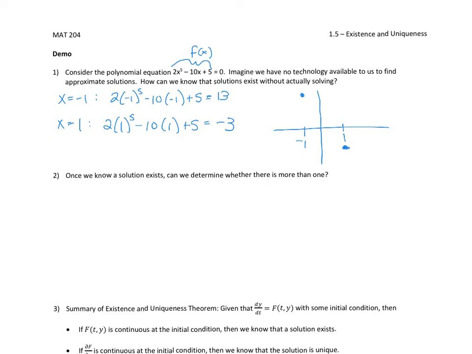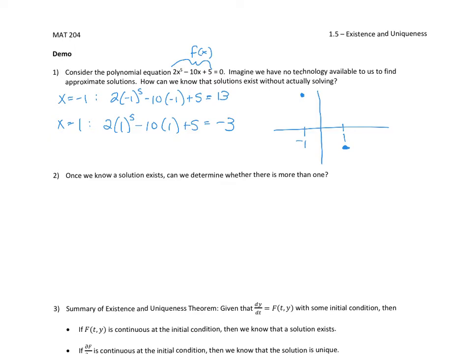And I know that f(x) is continuous, meaning I have to be able to connect these 2 points without picking up my pencil. So I have to cross the x-axis somewhere in here at least once. It could look like that, right? Or it could cross more than once. It could look like that, right? And it could cross 1, 2, 3 times, but it has to cross at least once.